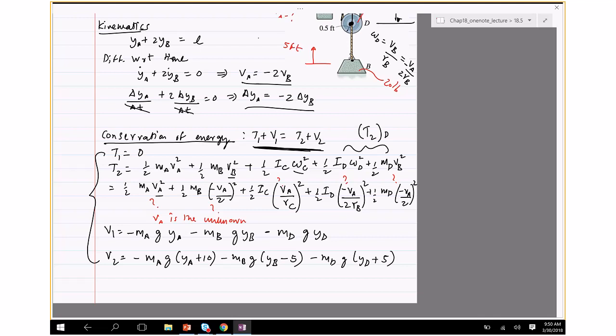So if you solve, the only unknown is VA. You get VA equals, so let me write the equation. Just bear with me, I'm just going to write the equation and let you go. You get 475 equals 1.07 VA square, and you solve this, you get VA equals 20.54 feet per second. That's the answer.